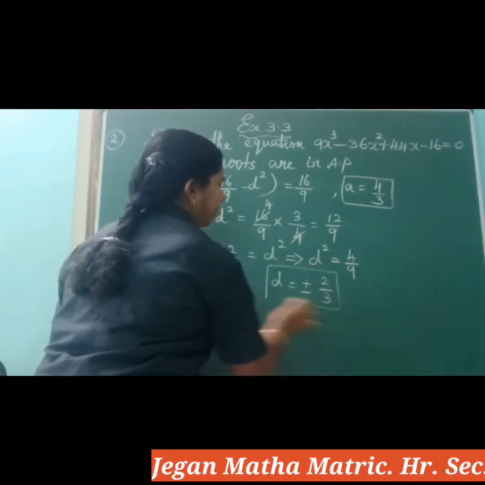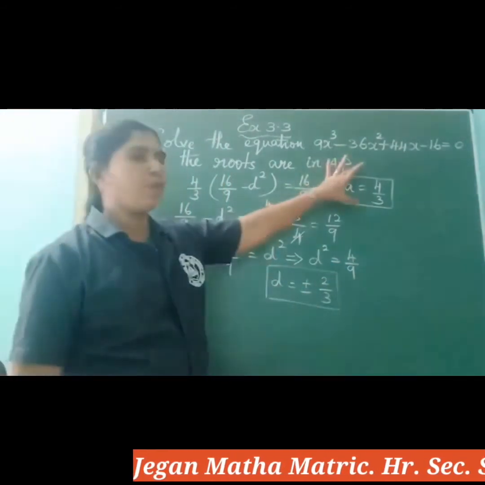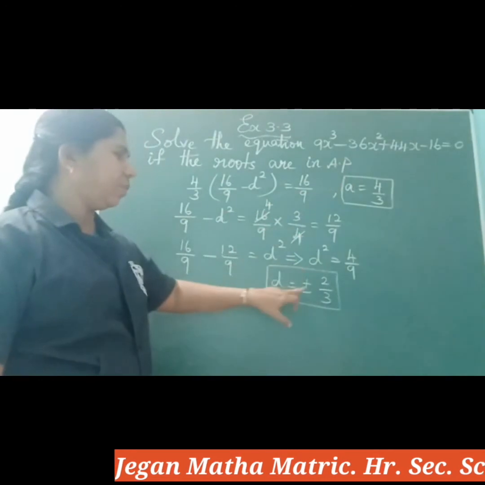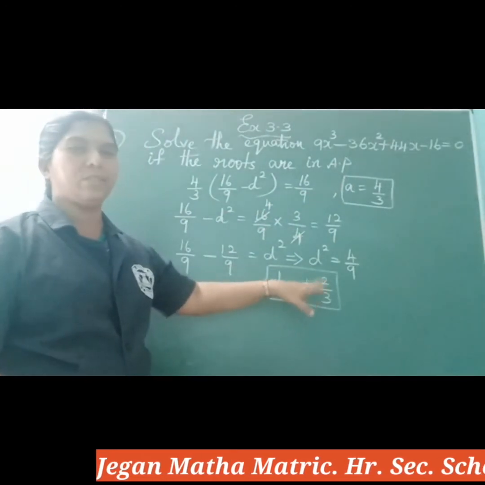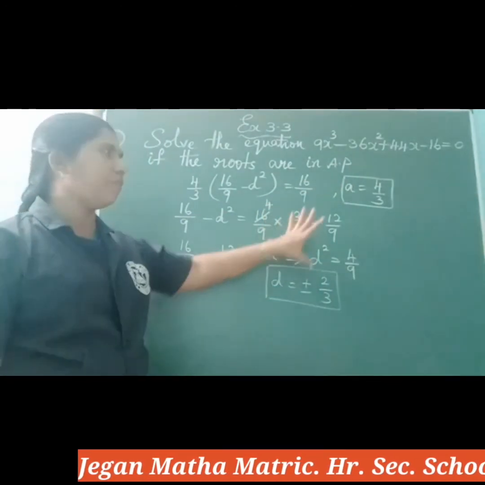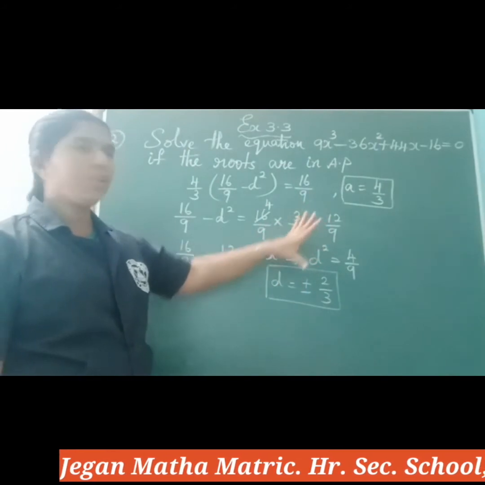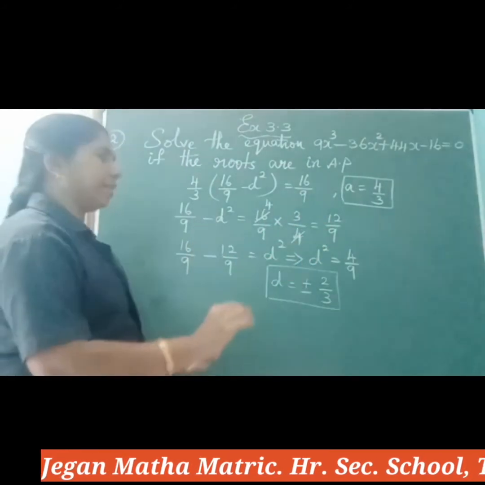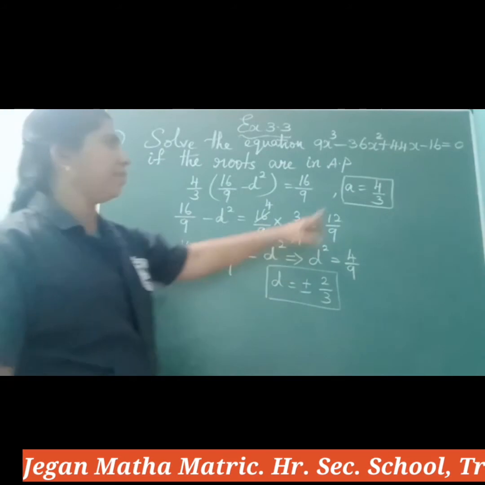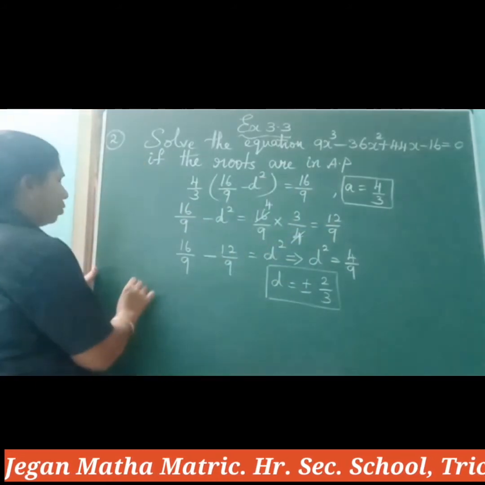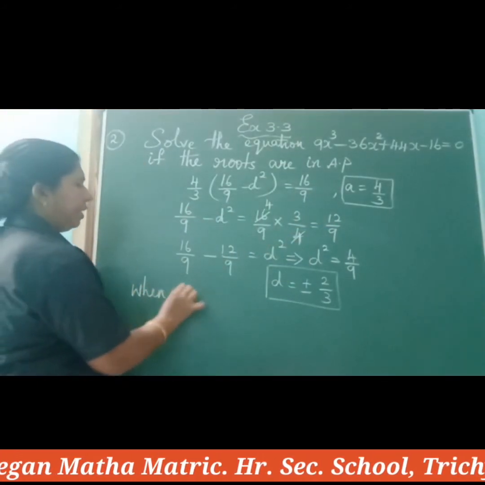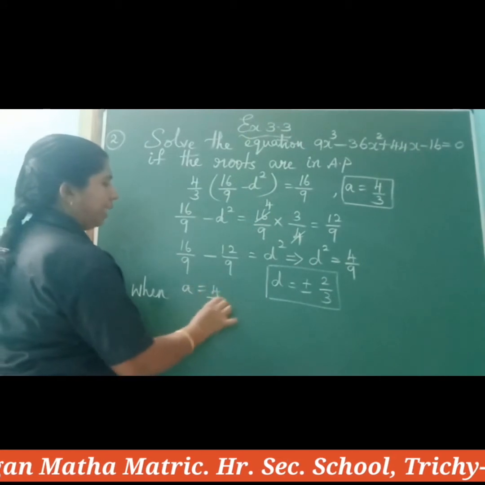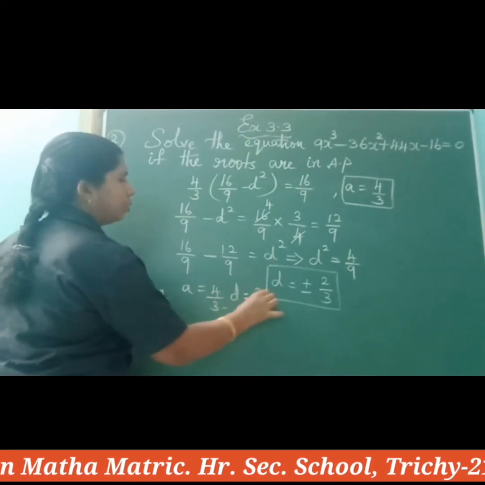Already we got the value of a as 4 by 3. D is equal to plus or minus 2 by 3. So, two different sets of answers we will find out. Both are the same, only in the reverse direction, that's all. So, first we can consider when a is equal to 4 by 3 and d is equal to 2 by 3.